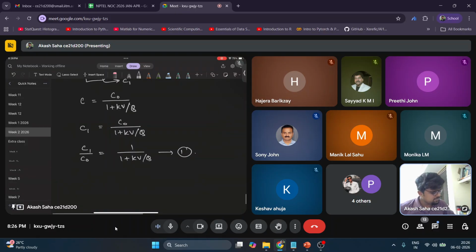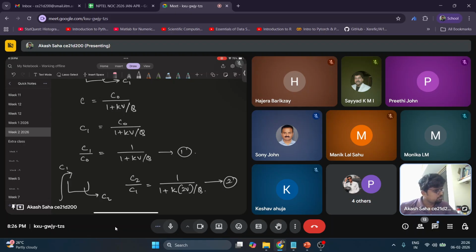Now what is happening in the second reactor? In the second reactor, the same C1 is coming in and whatever is coming out is C2. So if you write the equation again for this, it will be similar: C2 by C1 will be equal to 1 by 1 plus K. Now here it won't be V, it will be 2V because it is twice the size of the first reactor. So 2V by Q. So this is my second equation.